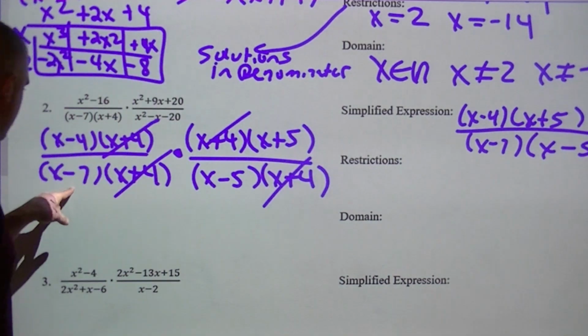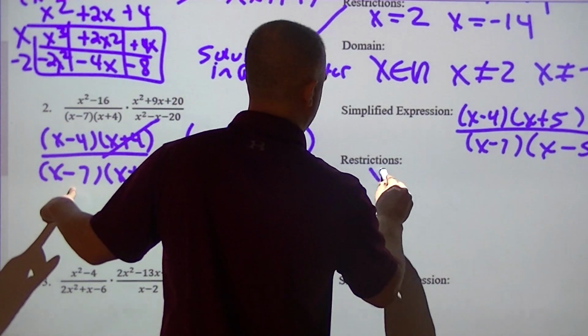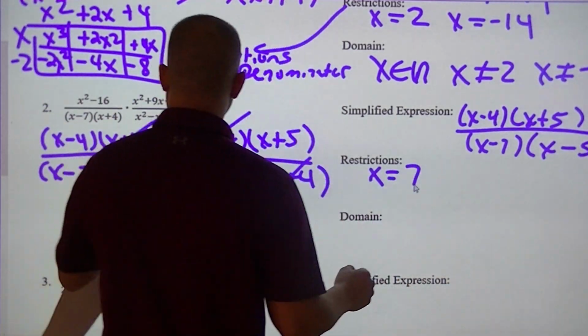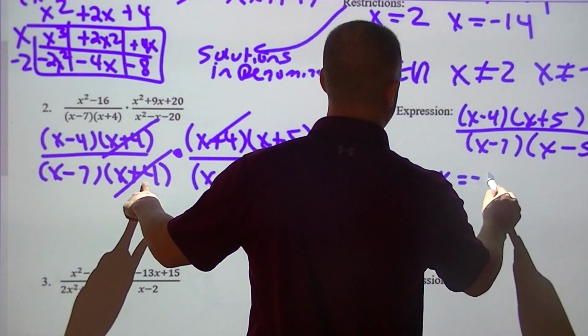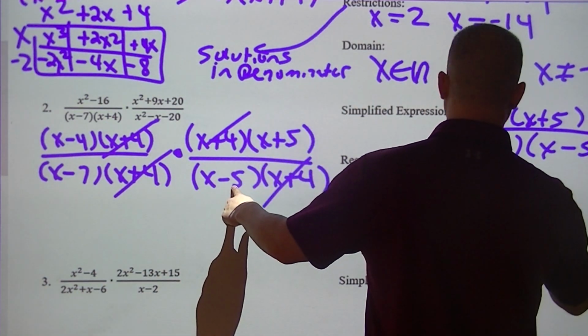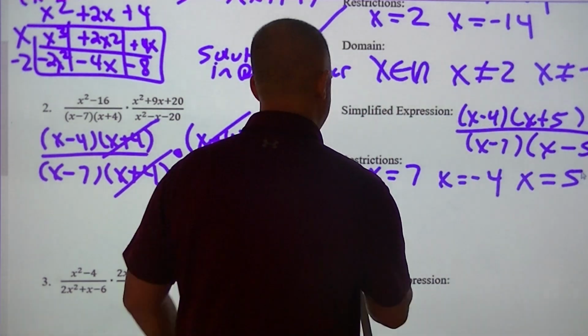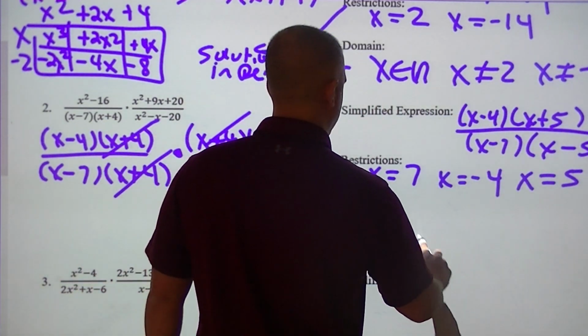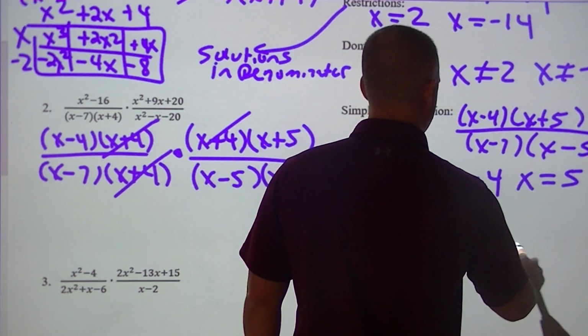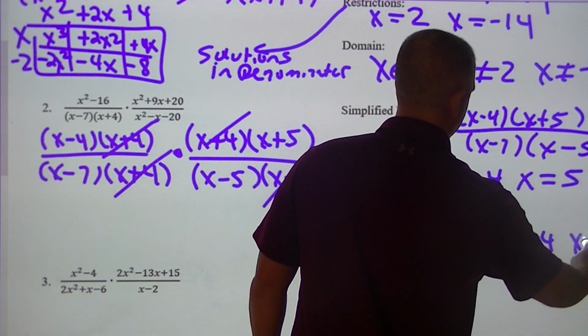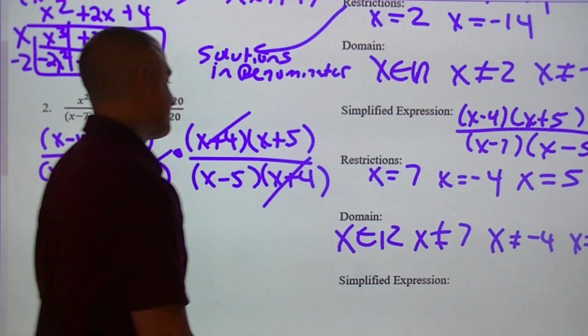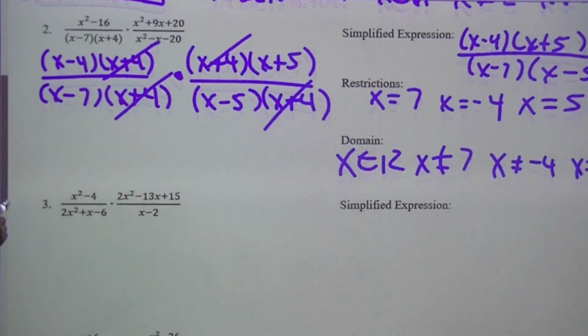The restrictions, okay, x minus 7 would be x equals 7. For x plus 4 would be x equals negative 4. X minus 5 would be x equals 5. And then this one's already covered by this. So my domain would be all real numbers, except x can't be 7, x can't be negative 4, x can't be 5. Okay? Moving on.